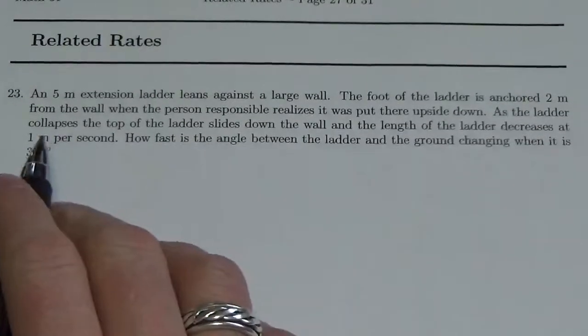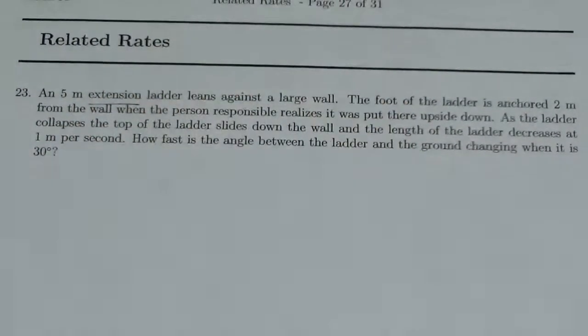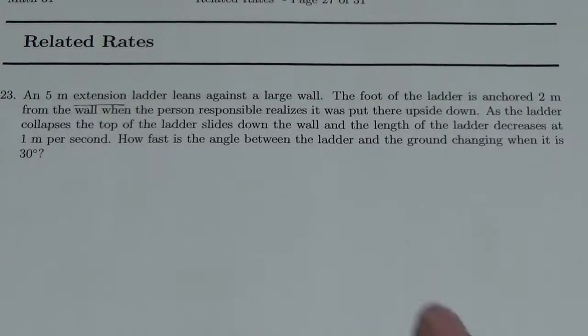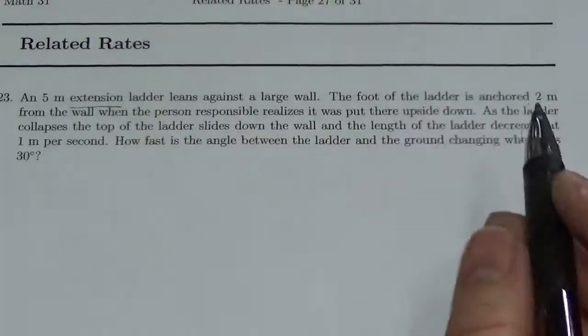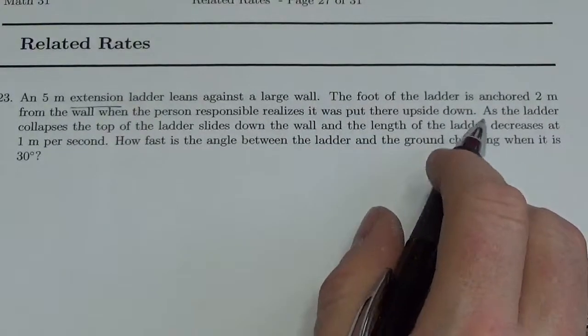In this question we read that a 5-meter extension ladder leans against a large wall. Now, the fact that they call that an extension ladder suggests something to me. An extension ladder can change in length, so we're probably going to watch this ladder change length. The foot of the ladder is anchored 2 meters from the wall.